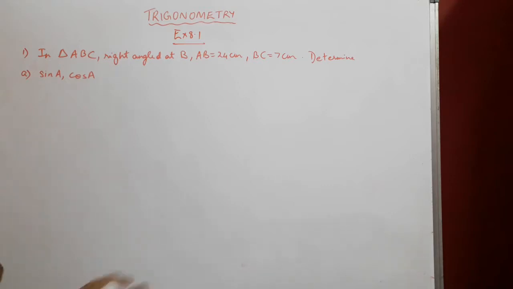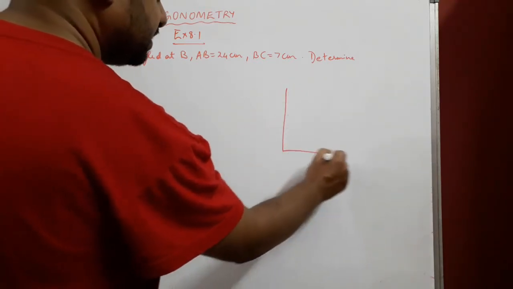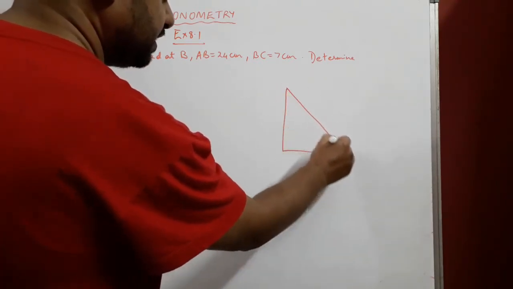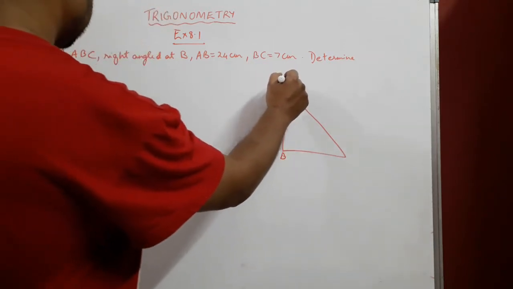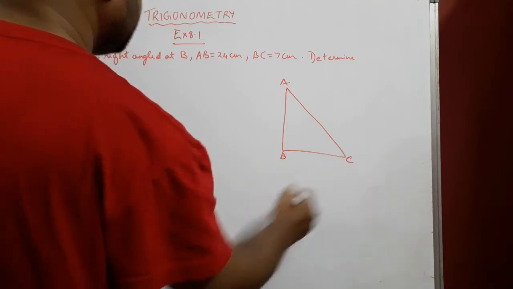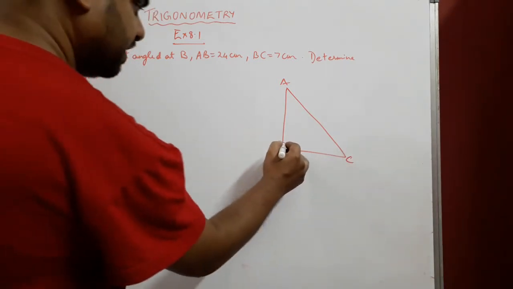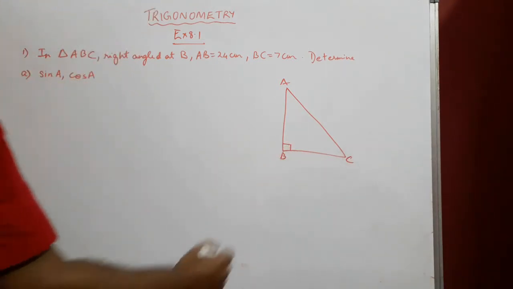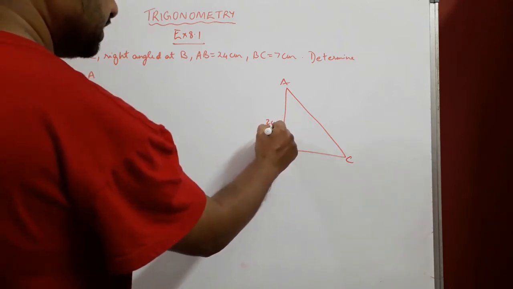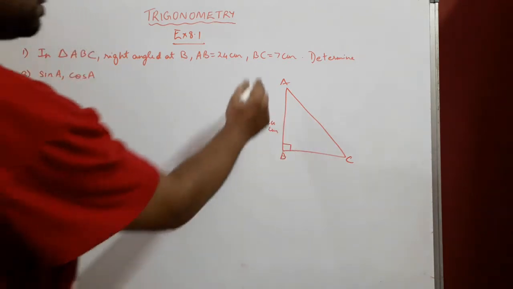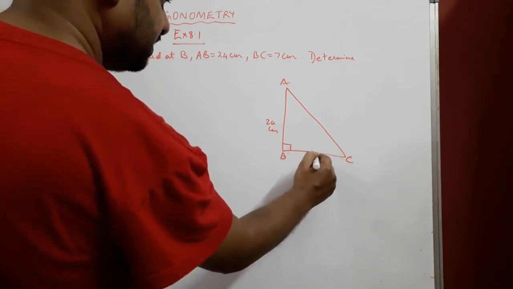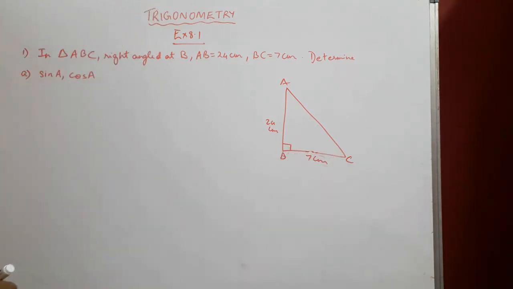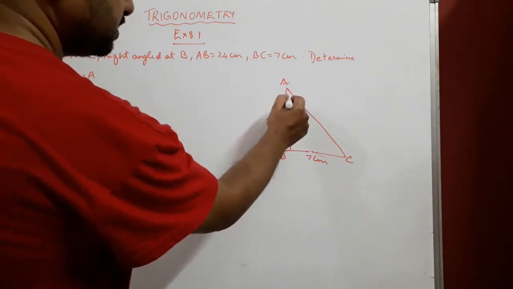So first, we'll draw a right angled triangle. Right angled at B, it says. So this will be B, this will be say A, and this will be C. It is right angled at B, and AB is given as 24 centimeters and BC is given as 7 centimeters. We have to determine sine A and cos A. Where is the angle A? Angle A is here.